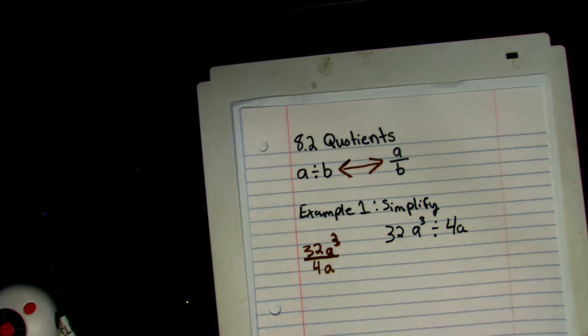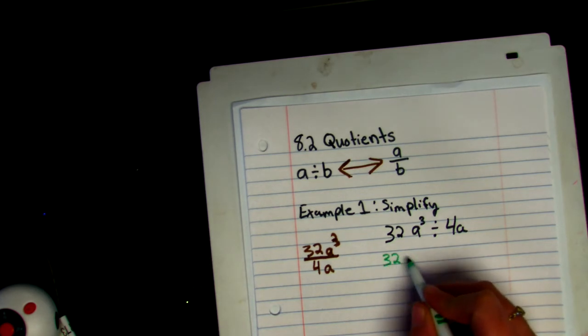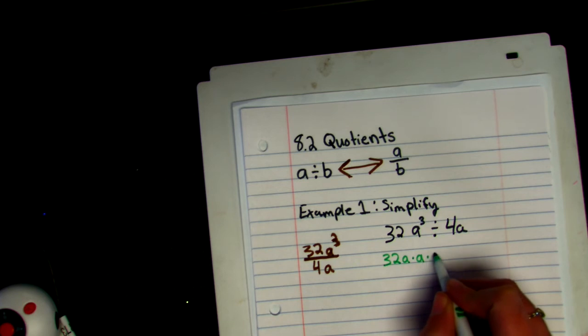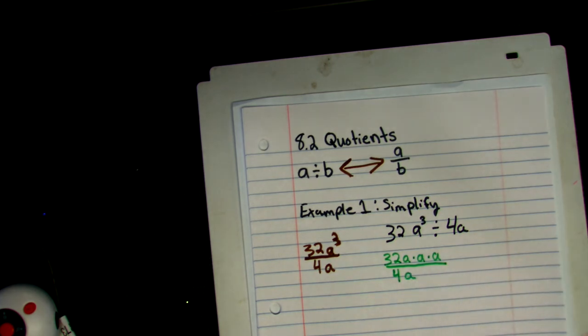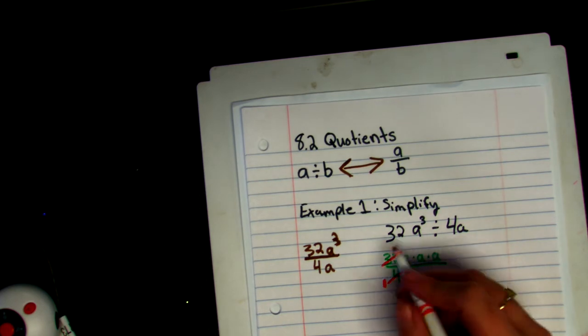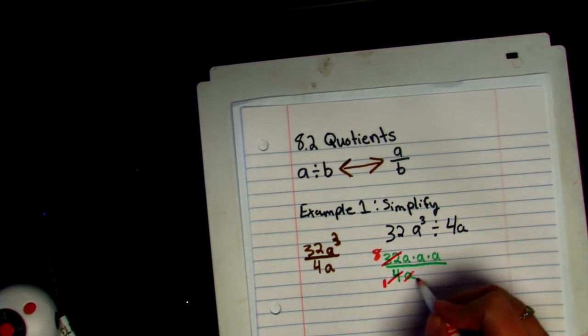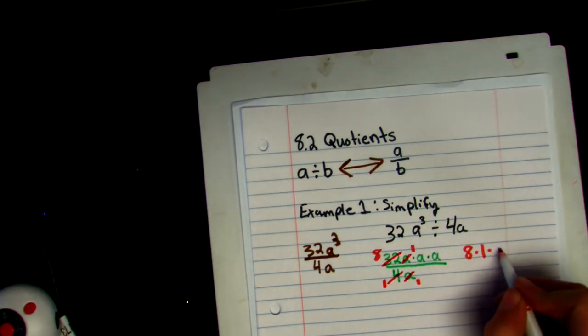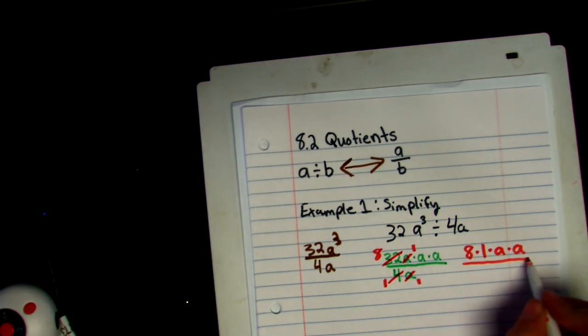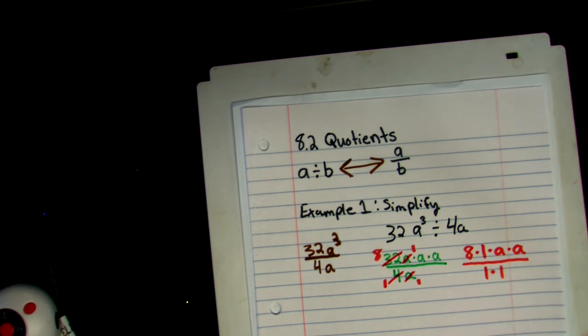From here I'm going to expand that a cubed. When I expand, a cubed is the same as a times a times a. Now I can do some simplifying. For example, 32 and 4 simplify: 4 goes into 4 once, and 4 goes into 32 8 times. A goes into a once, and it goes into a once. So now I'm left with 8 times 1 times a times a, and on the bottom, 1 times 1.